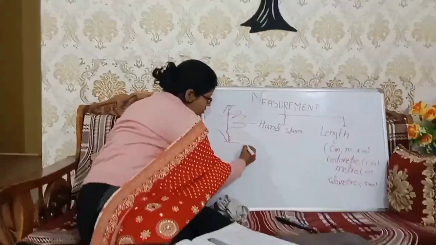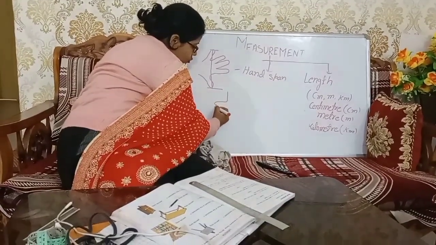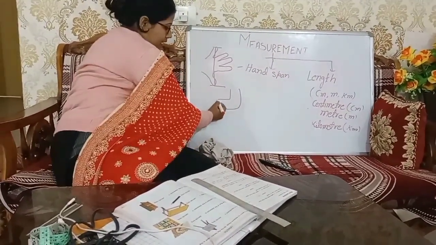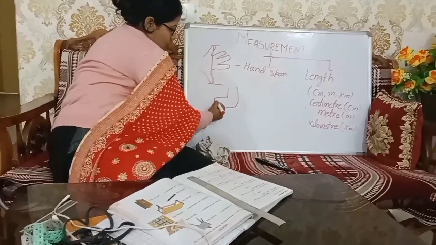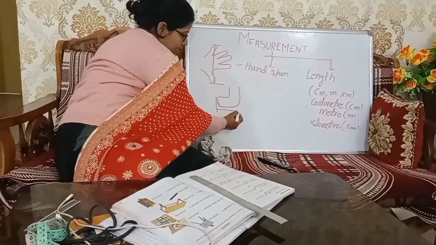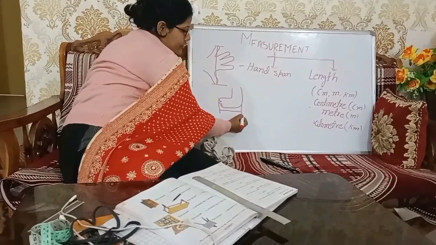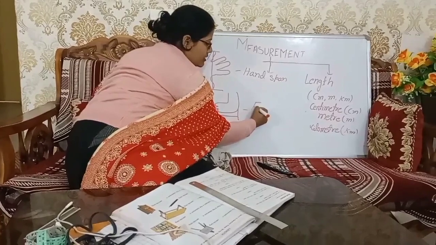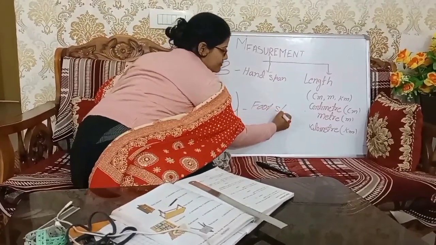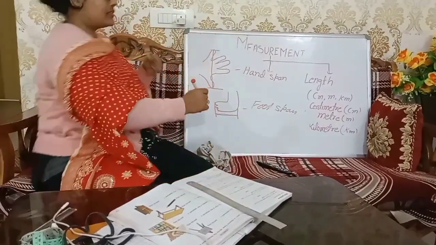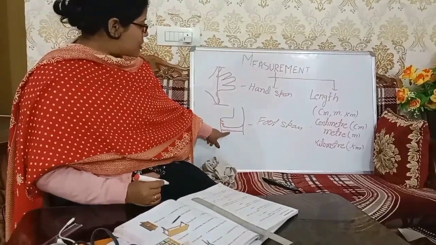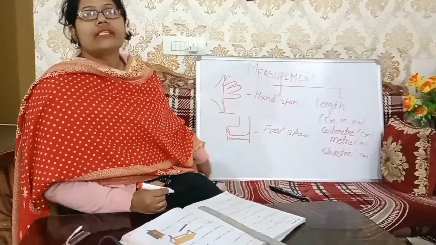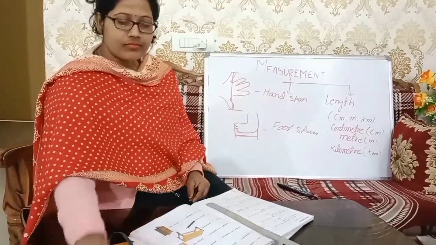Further, people use their foot span also. Foot span क्या है? This is the distance from the tip of the finger to the heel of the foot. This distance is called foot span. Okay, children? So people used to use their foot span to measure length also.